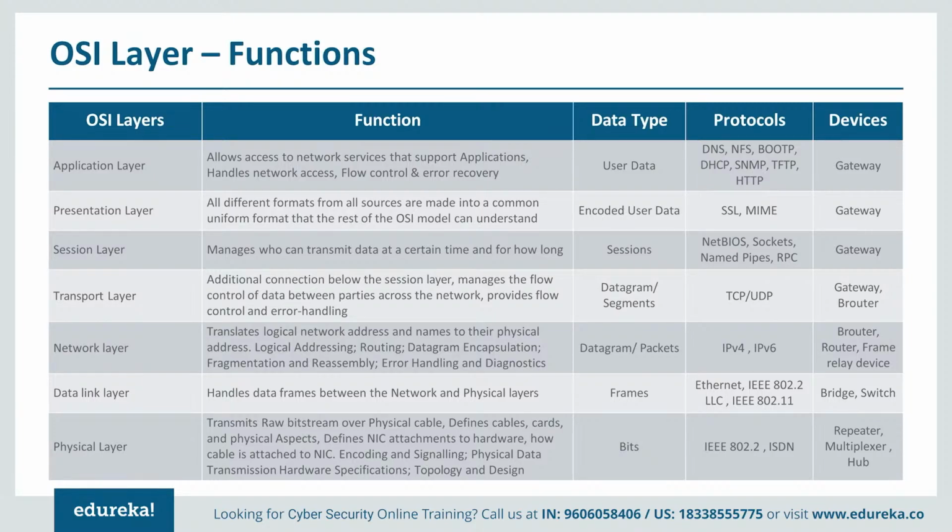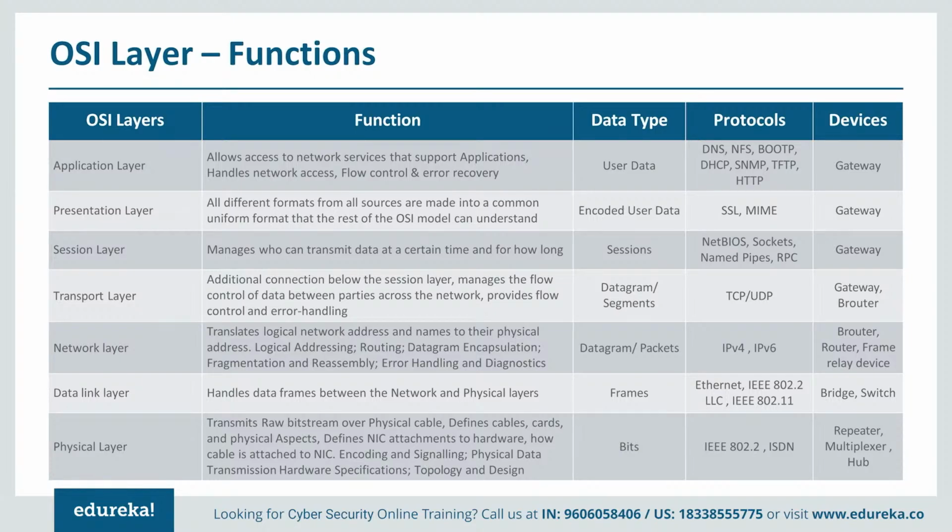The presentation layer works with SSL and MIME, secure socket layer, and the session layer uses NetBIOS, sockets, named pipes, and RPCs. These are the relay protocols. NetBIOS is similar to DNS, wherein it identifies a resource by name to IP address, or the IP address to the name. And all these three layers, application, presentation, and session, have the gateway alone as the device.